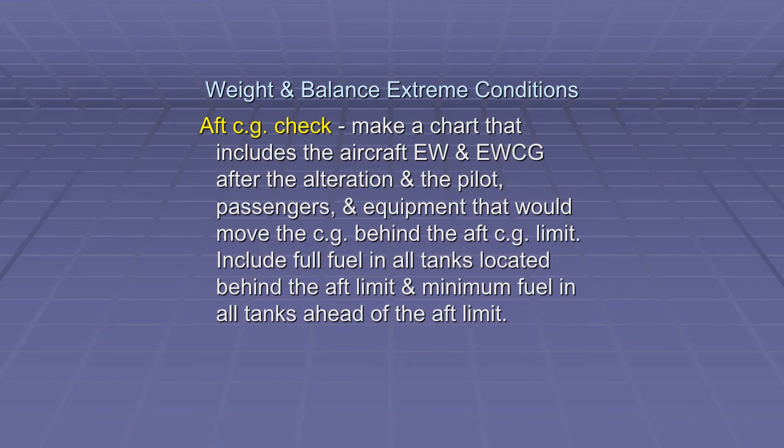We will make an aft condition check of this aircraft much like we performed our forward condition check. We will start again with an item, weight, arm, moment chart that includes the aircraft empty weight and empty weight center of gravity. It will include the pilot, full fuel for any fuel tanks behind the aft limit, minimum fuel for fuel tanks ahead of the aft limit, and we will fill up all the passenger seats and baggage compartments behind the aft limit and leave those ahead of the aft limit empty.